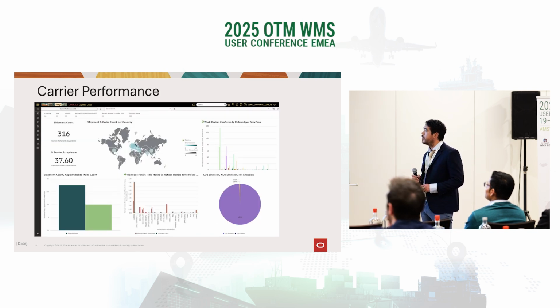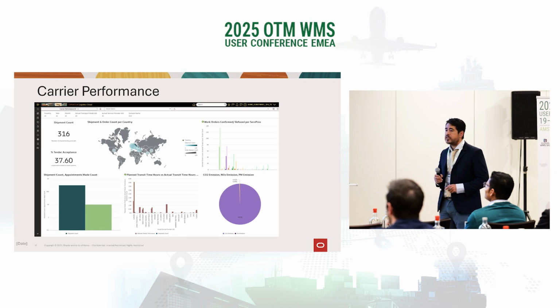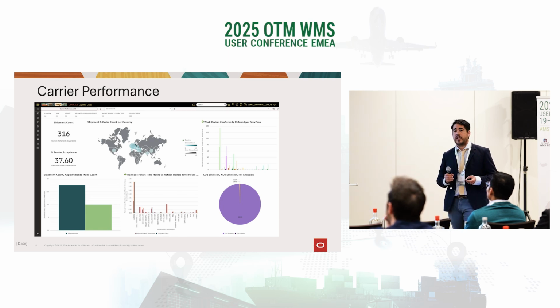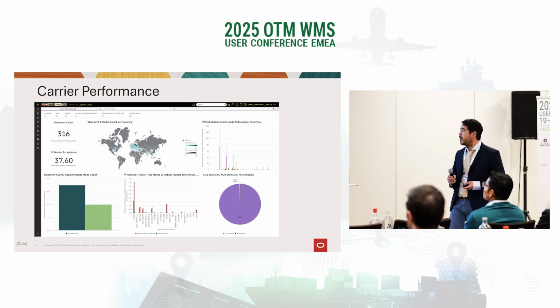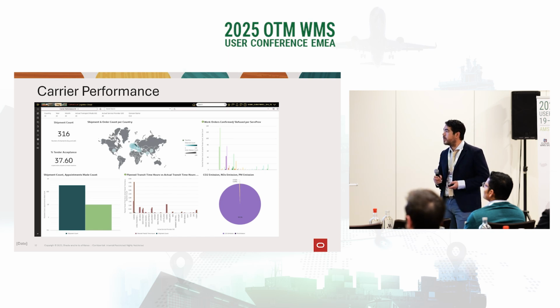And I think carrier performance. So this is one thing that we've seen: giving access in the serve-prof domain to a carrier so that they can have a scorecard to see how am I doing this week, this month, in terms of performance, tender acceptance rates, actuals versus planned for cost and transit.